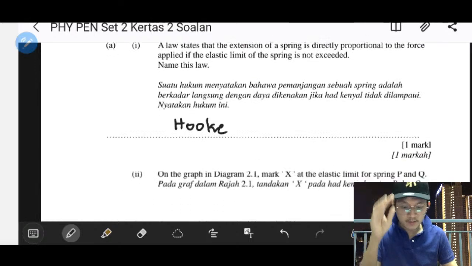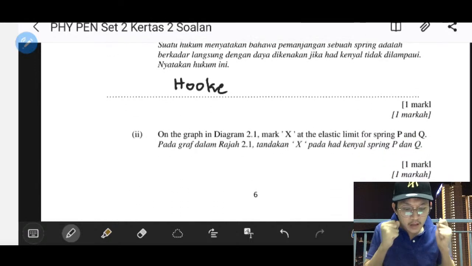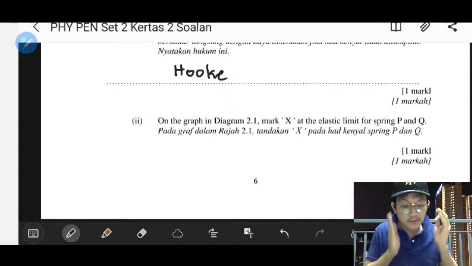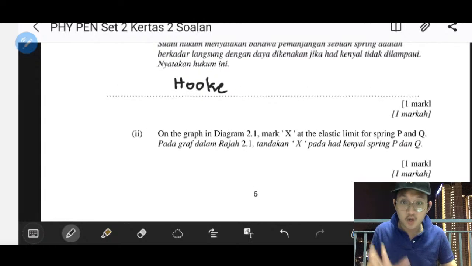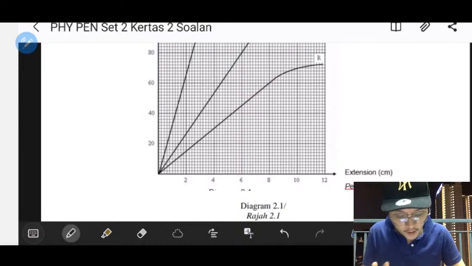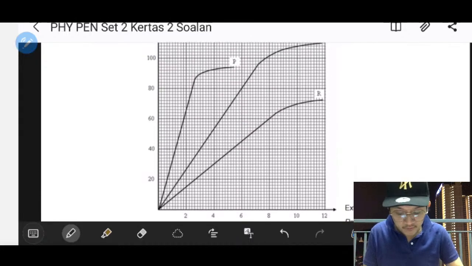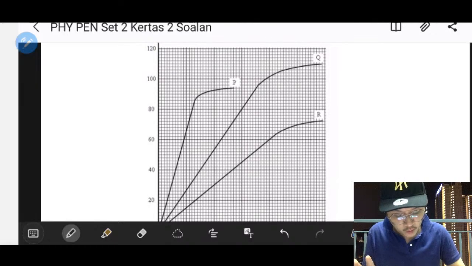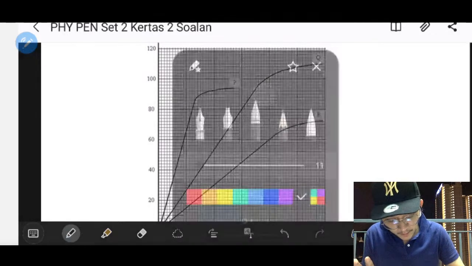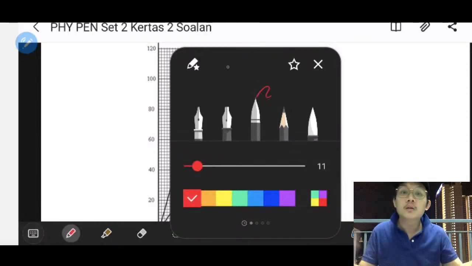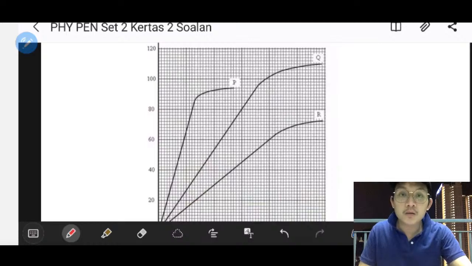Now, the next one. Dekat graph, mark X at the elastic limit for spring P and Q. What is the elastic limit? Is that the point where the spring starts to bend? Okay, so you need to mark X. Okay, so I mark it over here, X. So simple, just mark the X point.